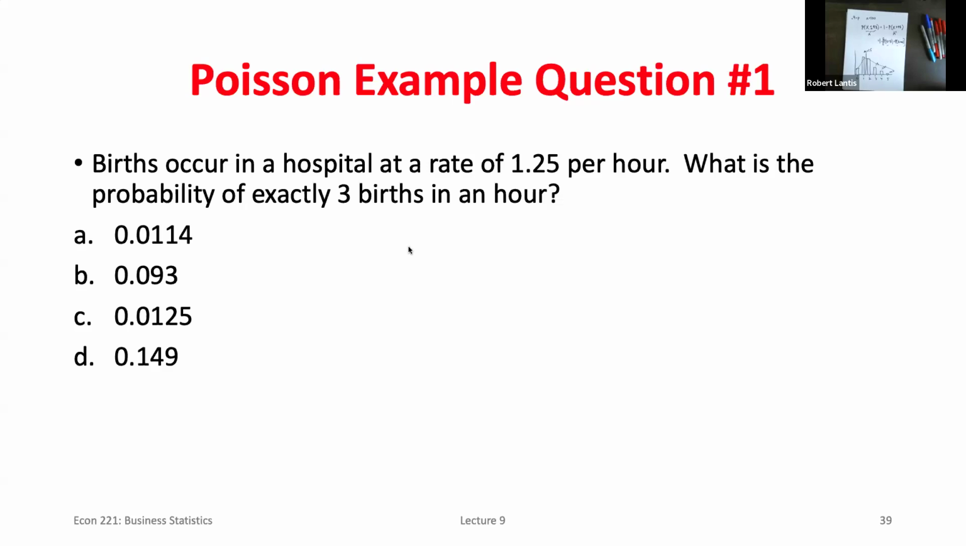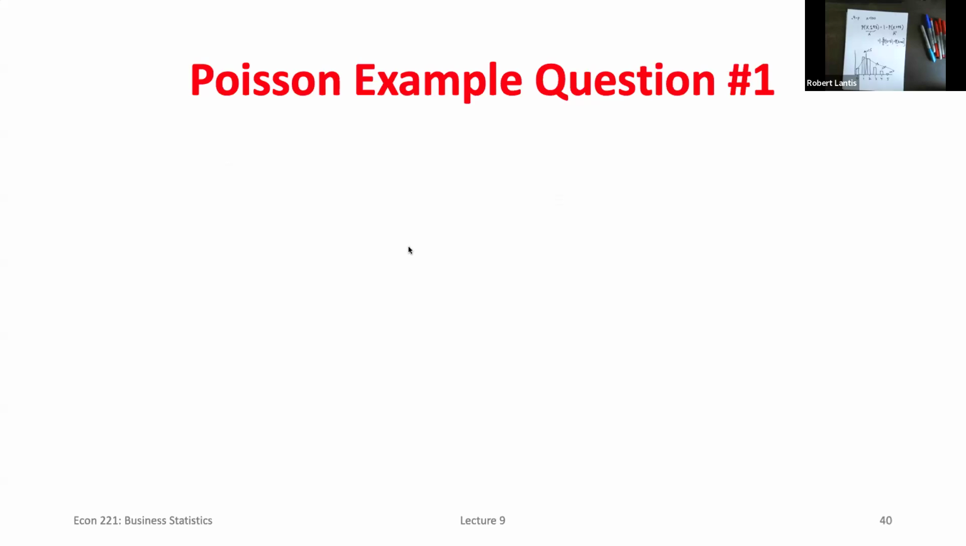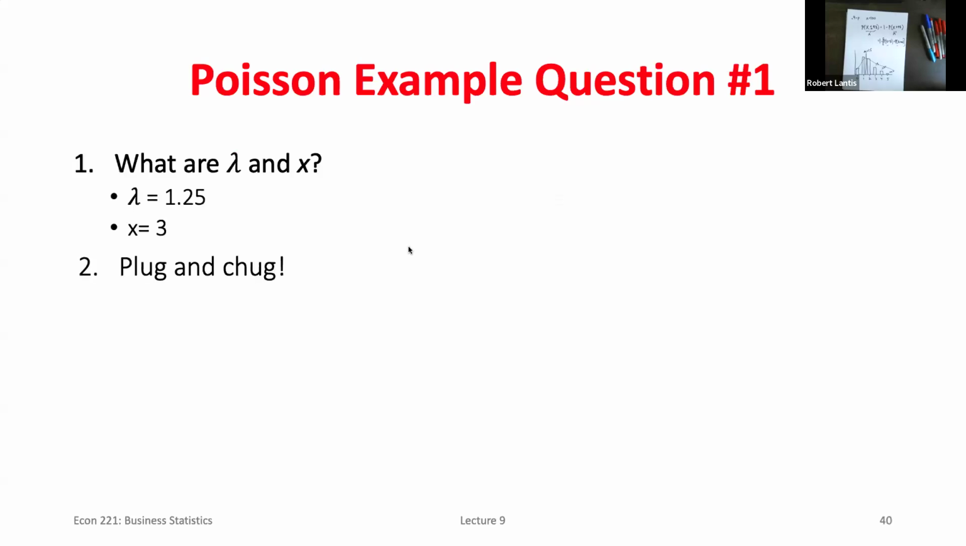Well, I have my lambda. My average rate is 1.25. I'm looking for the probability there are exactly 3 births, so X is equal to 3. That's all I need. Now it's just a matter of plugging and chugging. So I get about 0.09 here. Okay, so it shouldn't be too bad. Now, hopefully you can imagine I could use Excel as my calculator here.